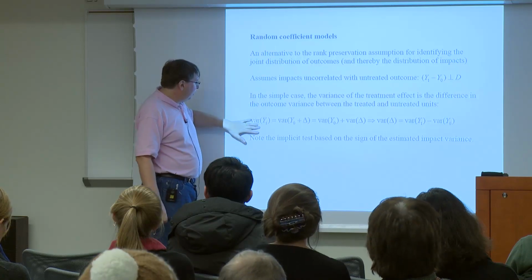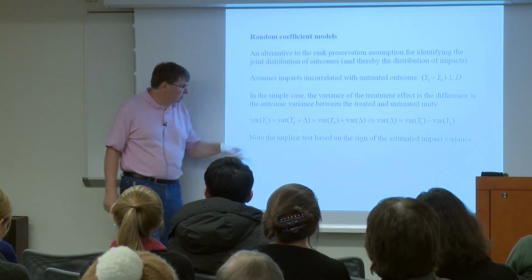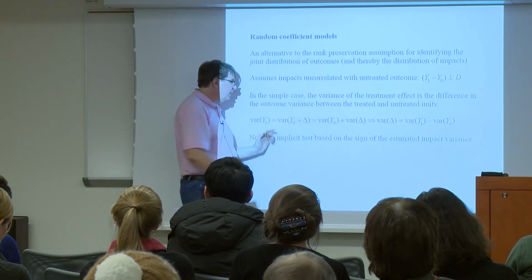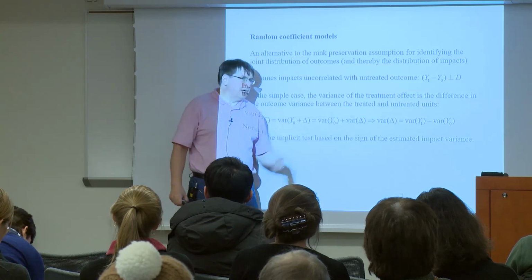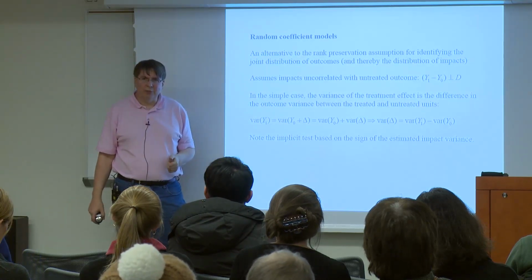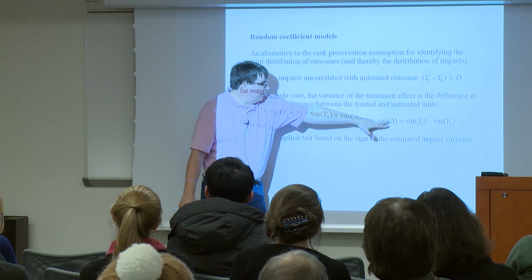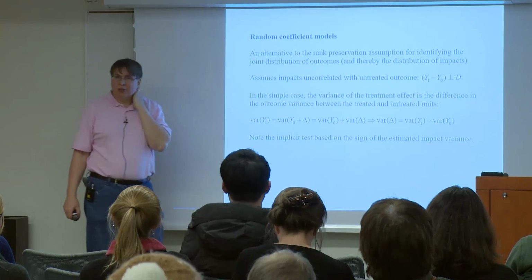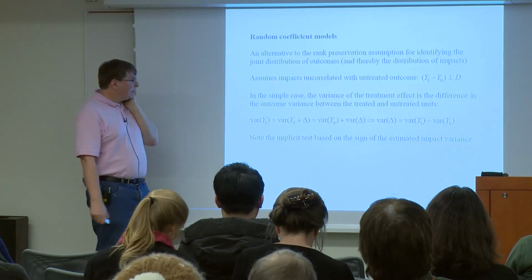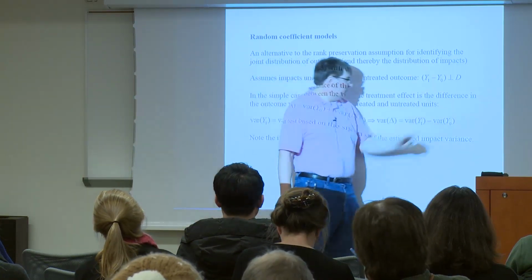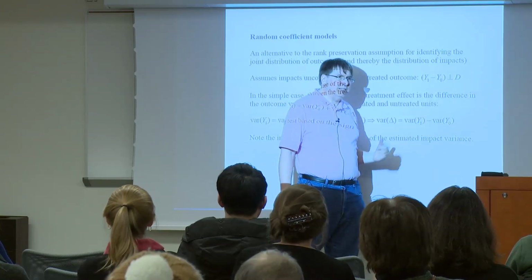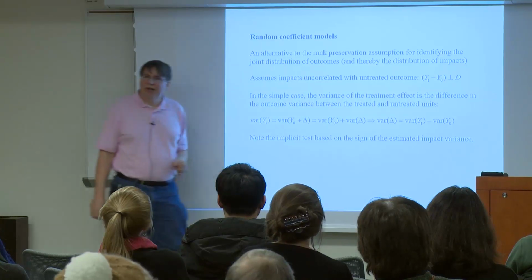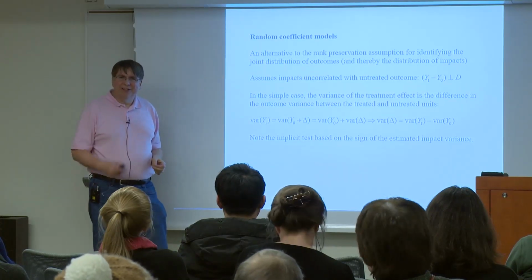Then the variance of Y1, the treated outcome, is equal to the variance of Y0 plus the treatment effect. Because I've assumed the treatment effect is independent of Y0, the variance of the sum is the sum of the variances. There's no covariance term to worry about. Thus, I can recover the variance of the treatment effect as just the difference in the variances between the treated units and the untreated units. And that gives me another test. If I calculate an estimate of this and an estimate of this, subtract one from the other, and get a negative number, I have rejected the random coefficient model because variances can't be negative.